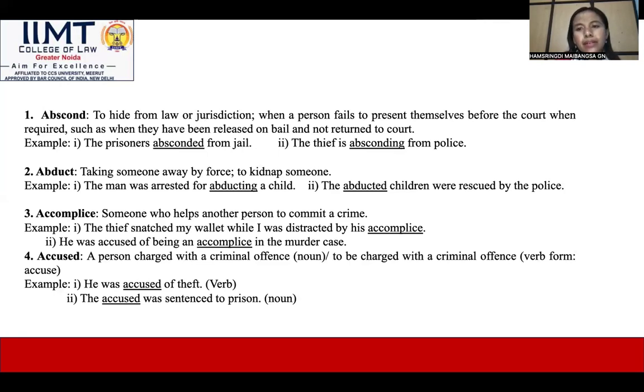In the second example, we use the past form of abduct. So, the second example is the abducted children were rescued by the police.